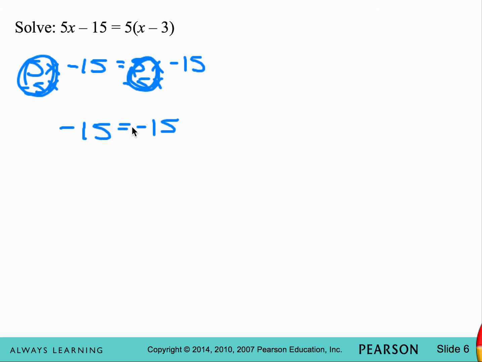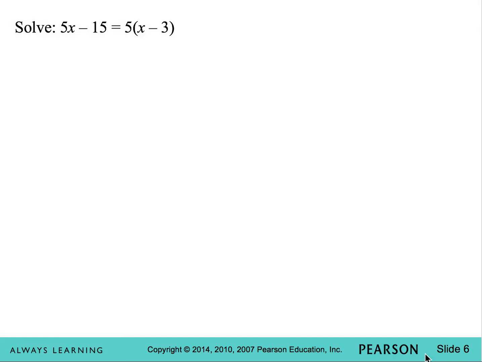Okay, and if I have the same thing on both sides, this is an all real number one, right? All real numbers is my answer. If I had negative 15 equals 7 or something crazy like that, then it's a no solution. It's like, no it doesn't. But negative 15 is always negative 15. So all numbers I put in there would work.